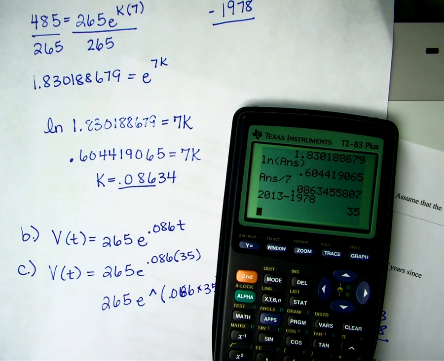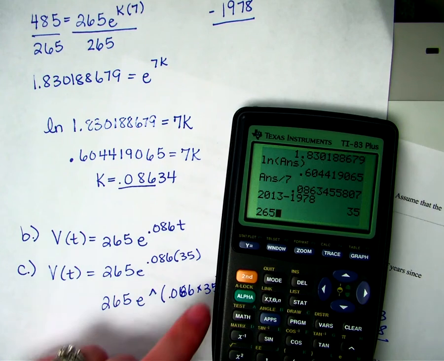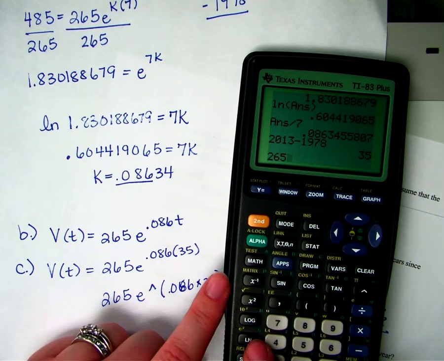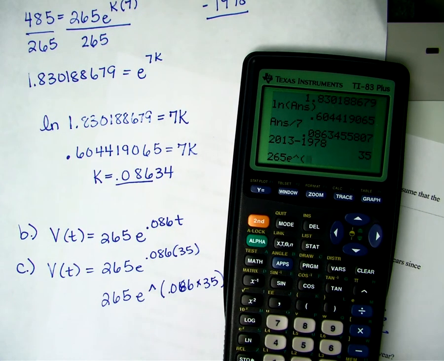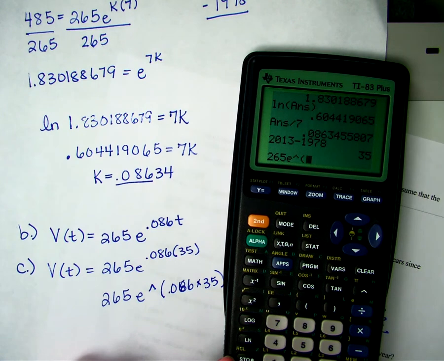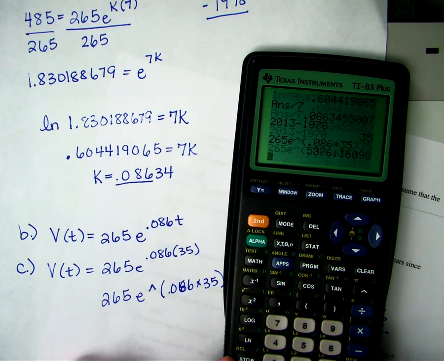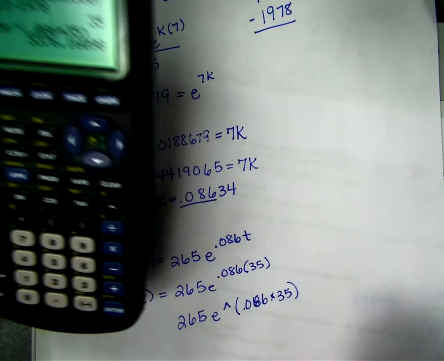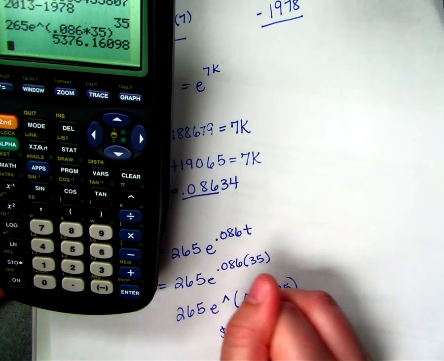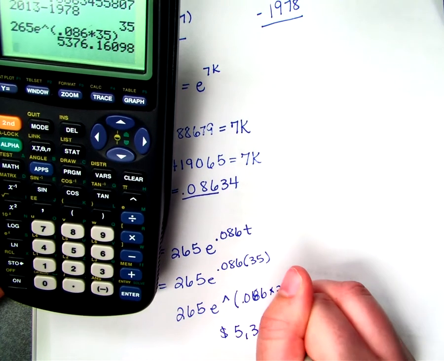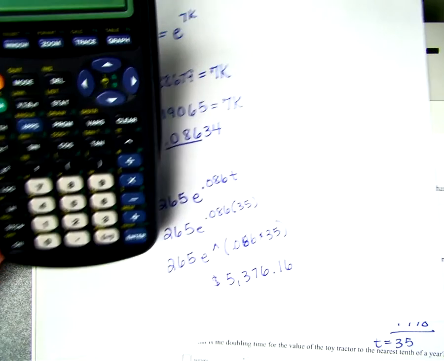So for part C, we're doing 265. Our E button's over here on the left side. So second ln brings up that E, 0.086 times 35. And we get that it was worth $5,376.16.